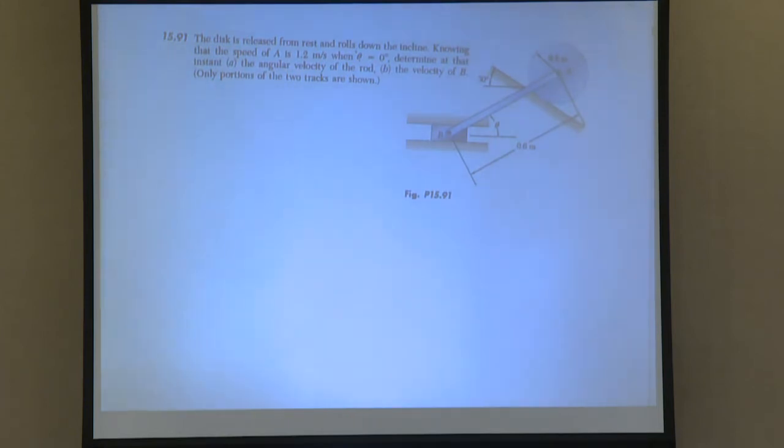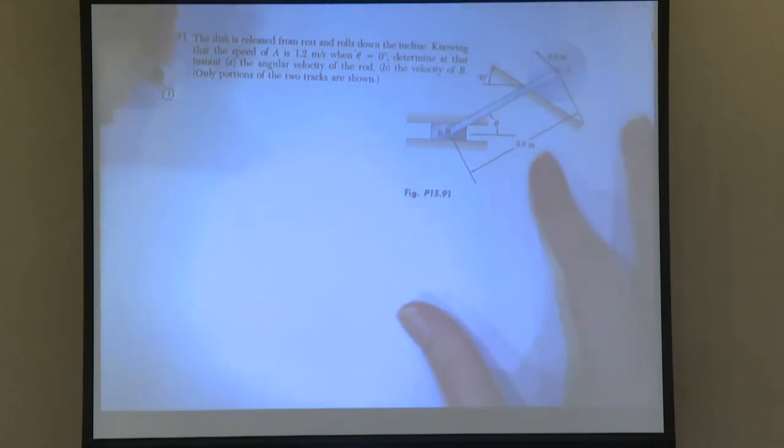So it says, the disk A is released from rest and rolls down the incline. Knowing that the speed of A is 1.2 meters per second when theta is 0, determine at that instant the angular velocity of the rod and the velocity of B. And then it says only portions of the two tracks are shown. So step 1, knowns, unknowns.